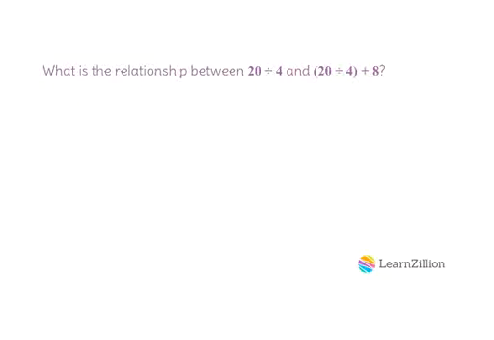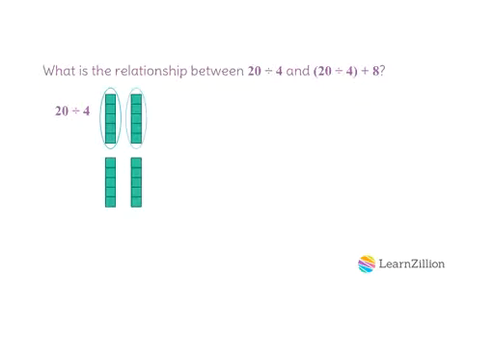What is the relationship between 20 divided by 4 and 20 divided by 4 plus 8? For our expression 20 divided by 4, the division symbol means we are splitting up our 20 ones into 4 equal groups.